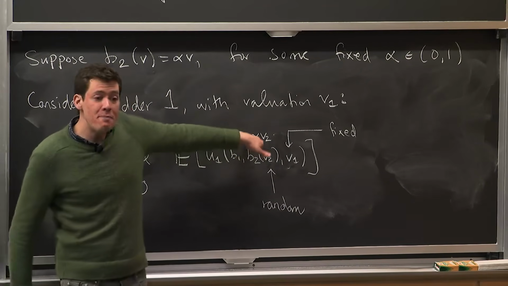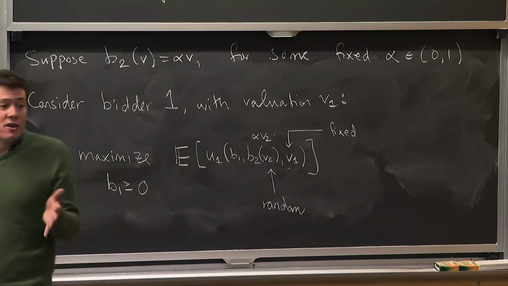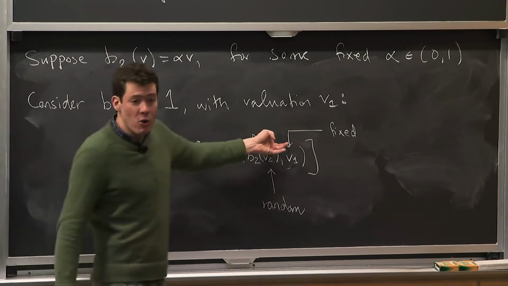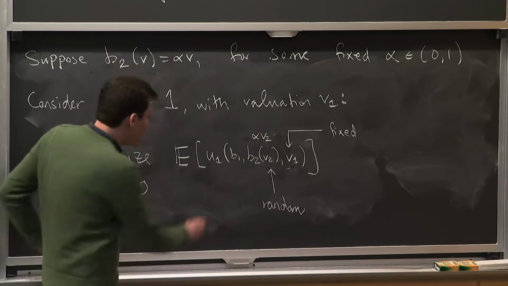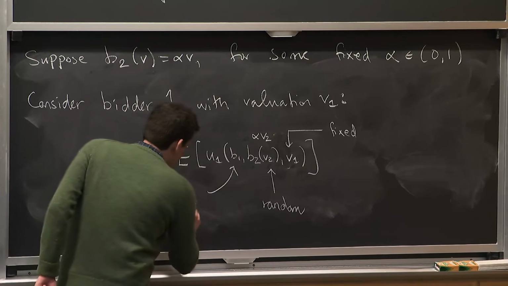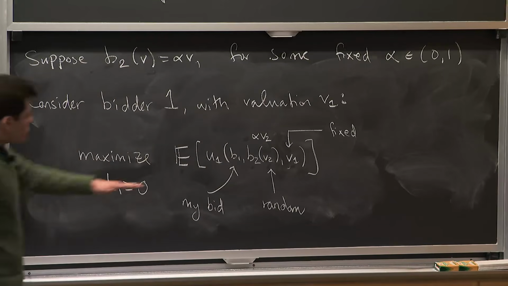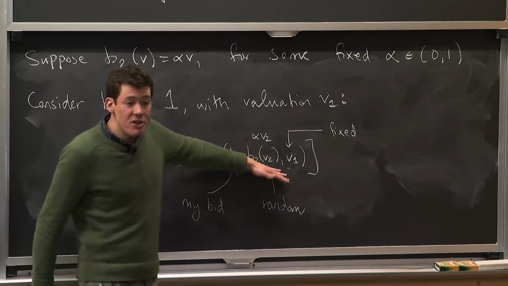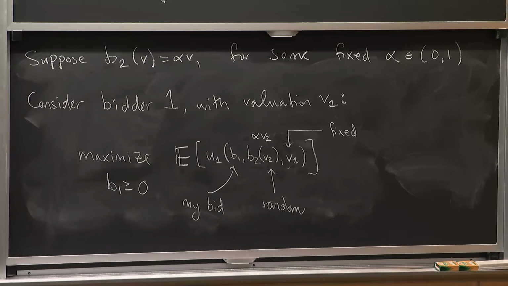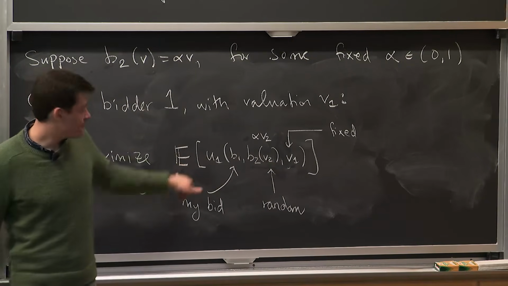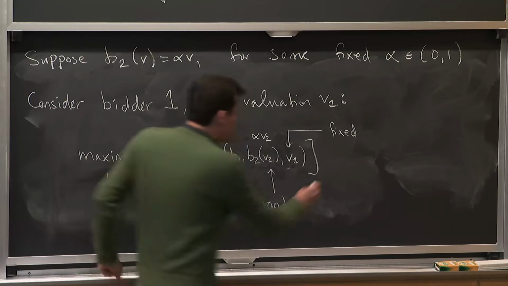But even though we know what bidder 2 bids as a function of their valuation, we don't know what they actually bid because we don't know what their valuation is. So it's alpha V2, but we don't know what V2 is. And then B1 is a number. This is my bid. So just to be clear, what's inside the expectation is what is my payoff going to be if it turns out that the valuation of bidder 2 is V2. And that's what we get in here. And then I'm taking expectations over that. Okay? So now let's try to simplify this.